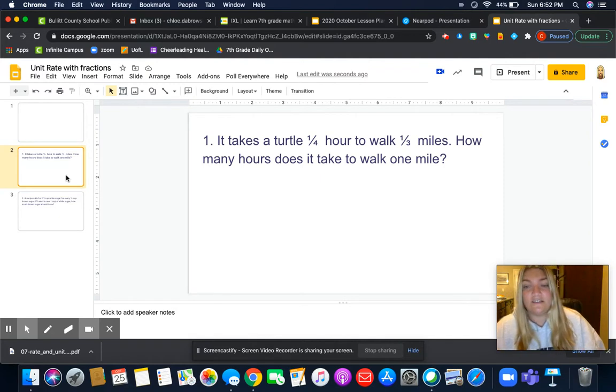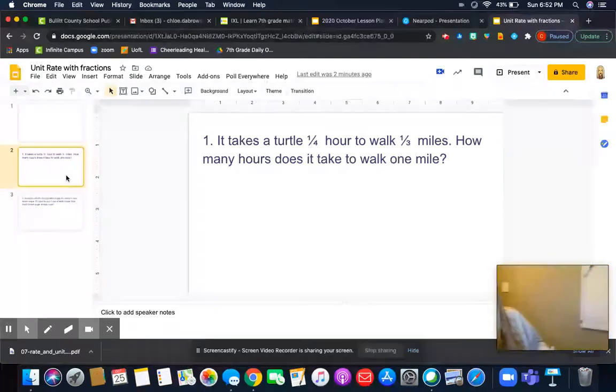I think a lot of us could say in our head, okay, 1/3 of a mile, we're going to multiply by 3. Remember with unit rate and these equivalent fractions, we need to make sure that we are setting up our equivalent fractions every single time, regardless if we think we can do it without those. So I'm going to just tilt you guys for a second.